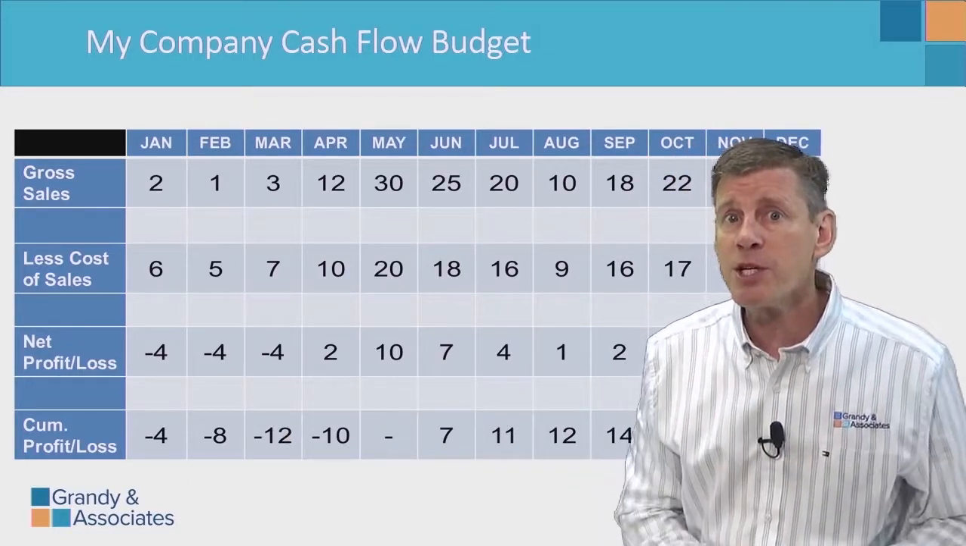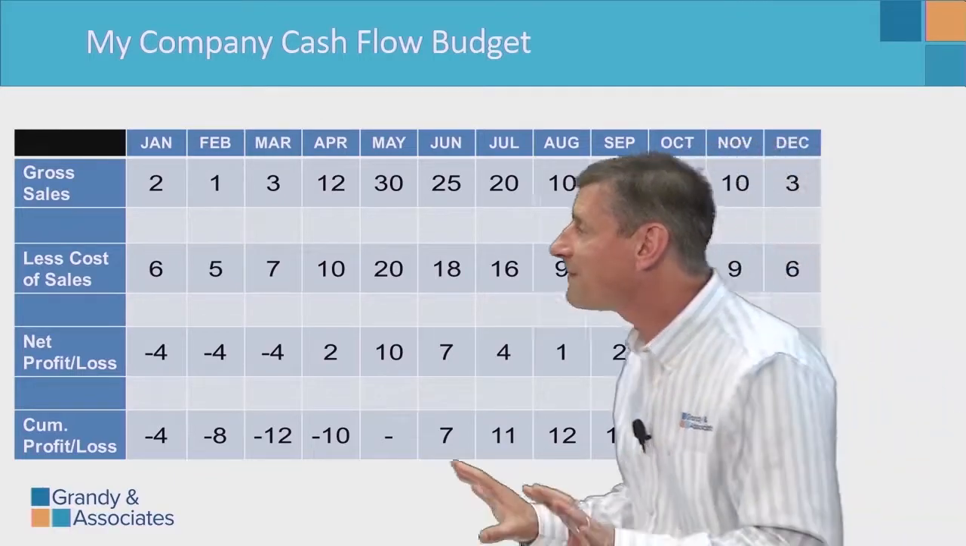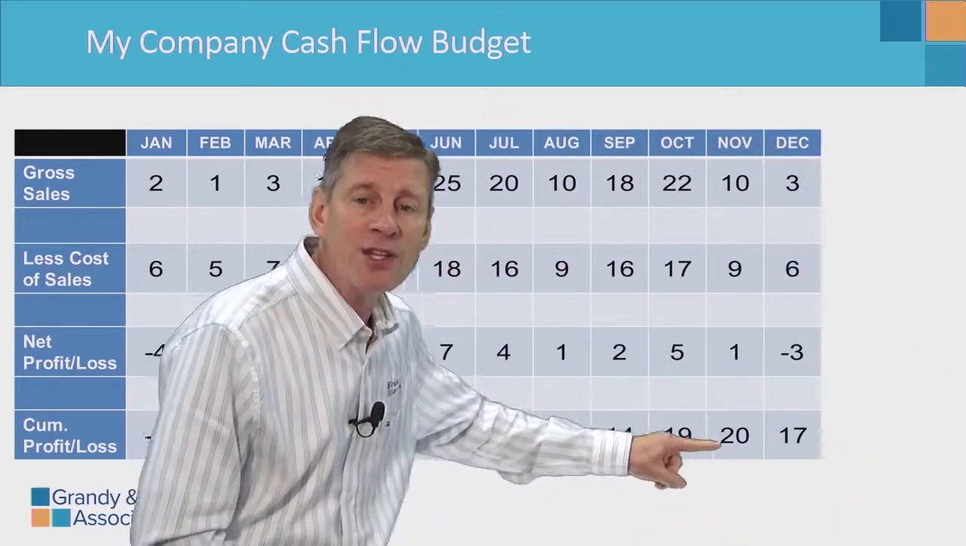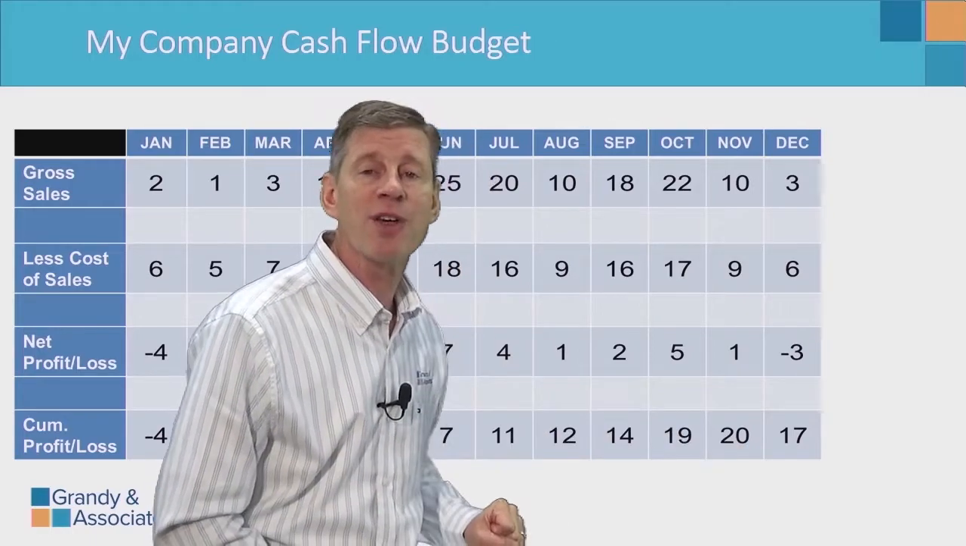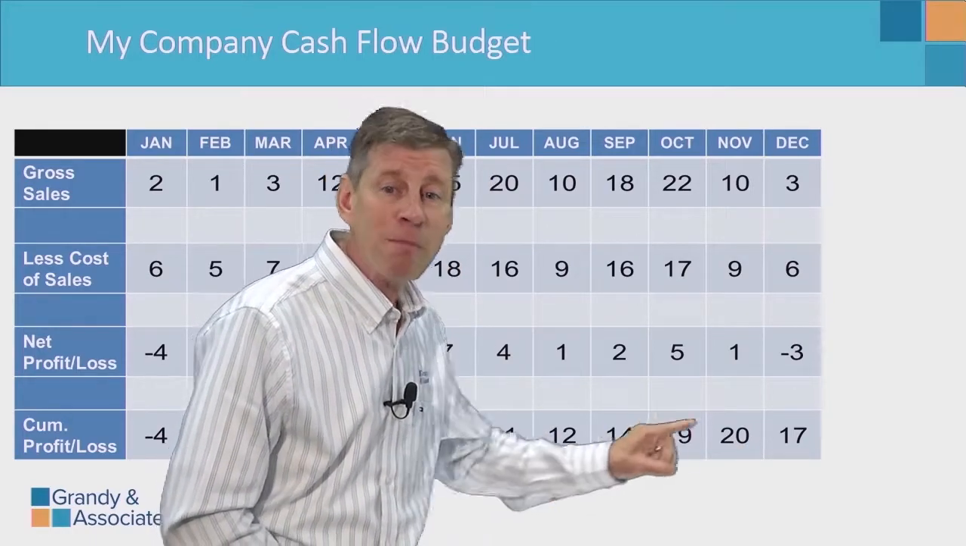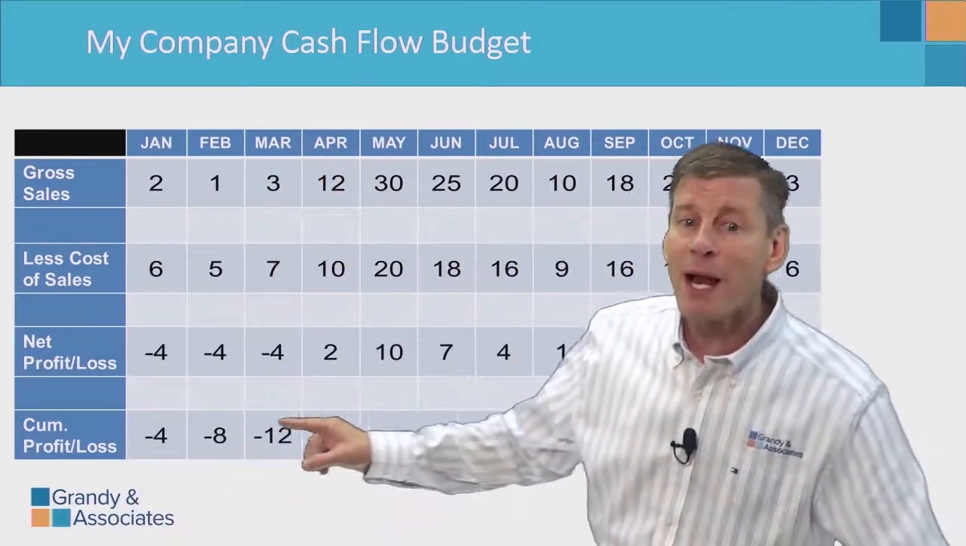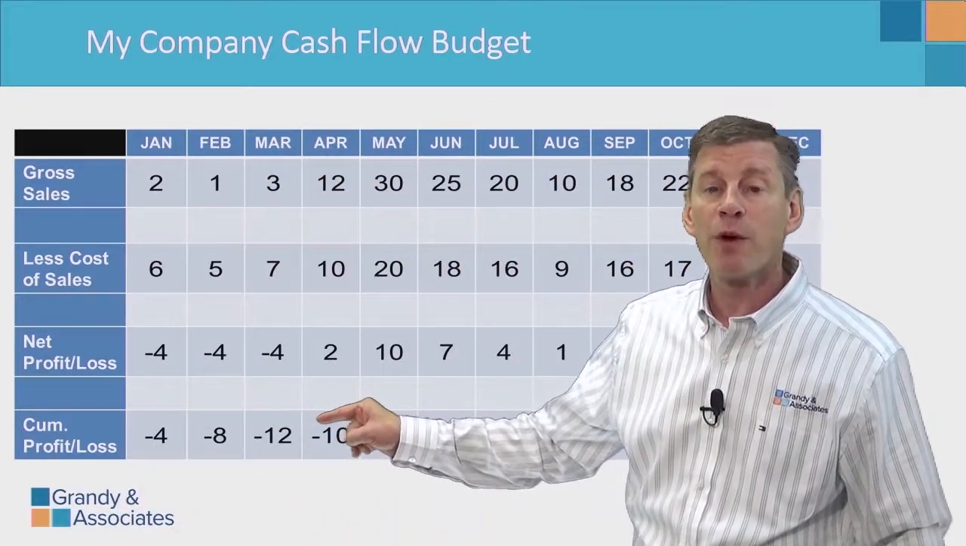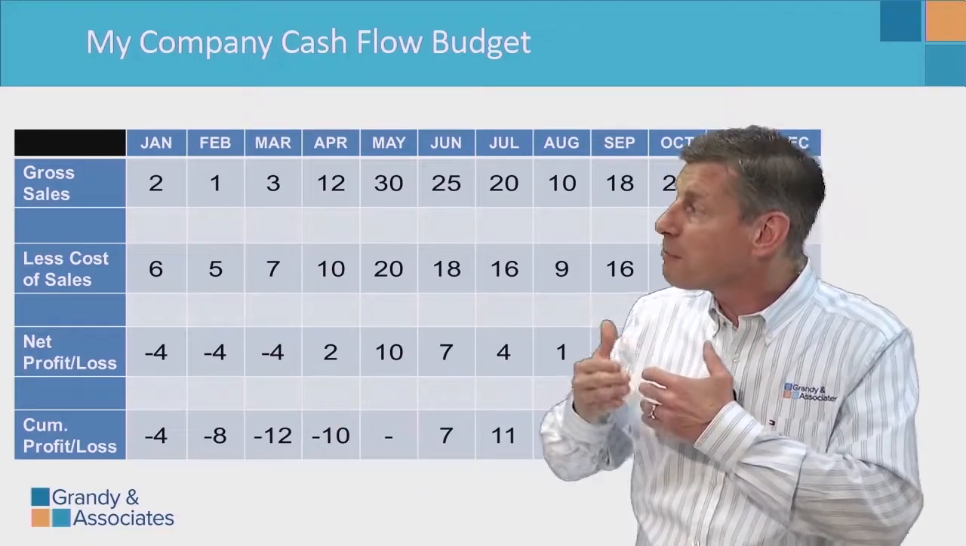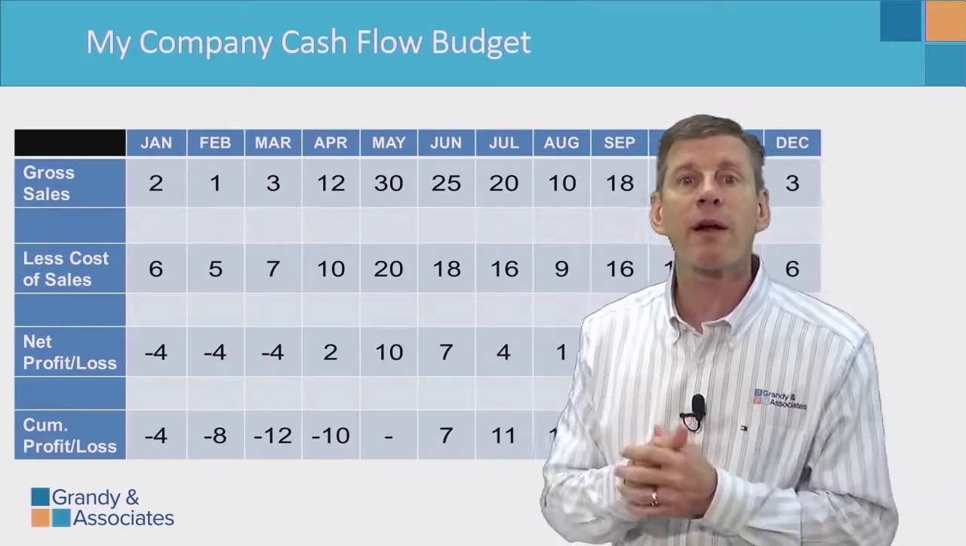There's a couple of elements here that are really important. Number one, if I look at the end of my year, I see we finished out the year at plus $17,000. Now that plus $17,000 means absolutely nothing if we went out of business back here in January, February, and March. We have to plan for the year. We have to plan for our cash flow.